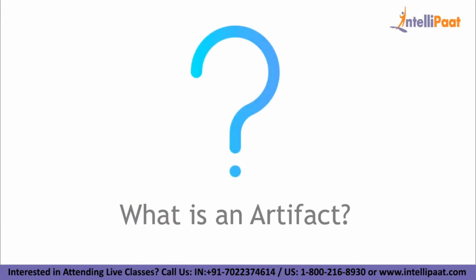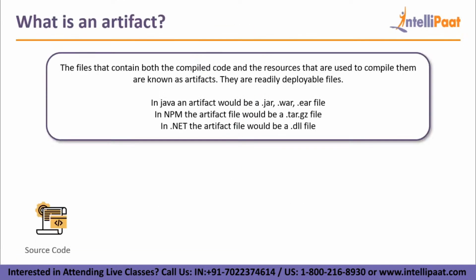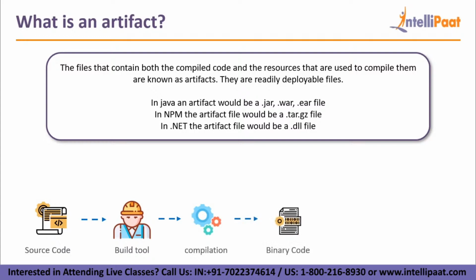Let's understand what an artifact actually is. The files that contain both the compiled code and the resources that are used to compile them are known as artifacts. Basically, whenever a developer writes source code, he gives it to a build tool so that the build tool can compile that source code into binary code. This is because a developer writes source code in a language that humans can understand, but machines can't understand that language. To make it understandable for machines, the build tool compiles it so that it's converted into binary code, that is ones and zeros, that can be easily understood by machines.